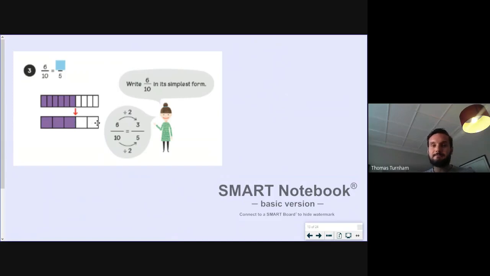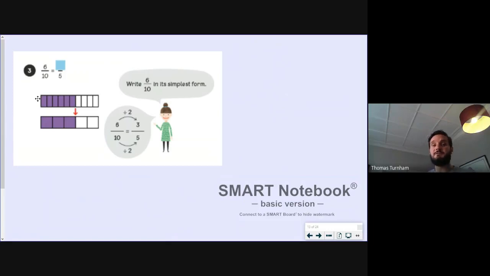I could have 6 tenths of a bar where my bar is split into 10 pieces, or I could have a different amount. So in this case, all we've done is made each of these 2 tenths into 1/5. I've divided 10 by 2 to get it to 5. And whatever I do to my denominator, I do exactly the same to my numerator. 10 divided by 2 is 5. 6 divided by 2 is 3. My chocolate bar is now the same size, but it's split into 5 pieces, not 10. And rather than having 6, I now have 3. So 3/5 of a chocolate bar is exactly the same amount as 6/10 of that same chocolate bar.